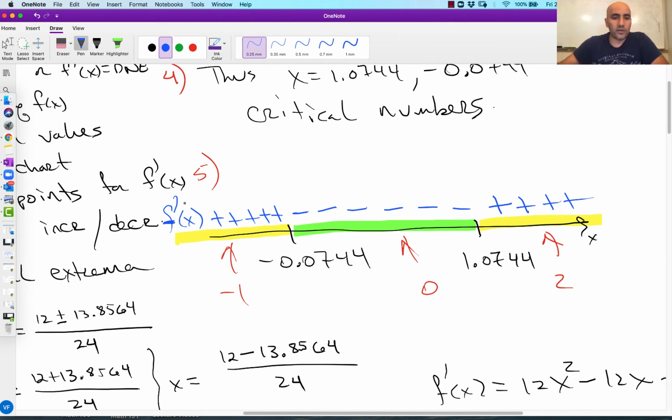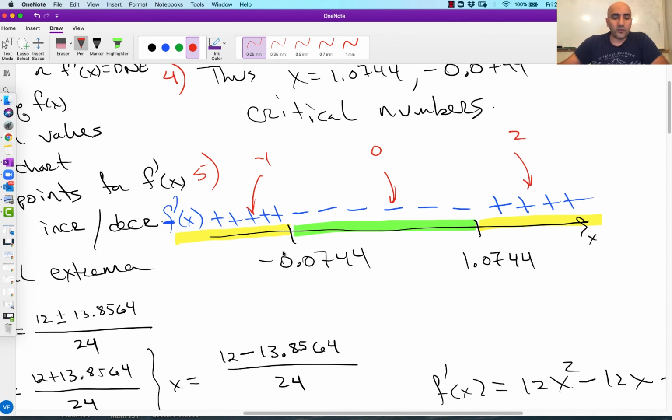Okay, so we created a sign chart. We figured out when that first derivative is positive, when it's negative, when it's positive. We took some test points. Let me make some space here. This is too big. In fact, I'm going to go the other way around. So the test point was over here at -1. There was a test point at 0, and there was a test point at 2.